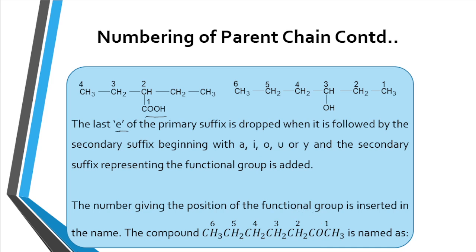Okay, you can clearly see here. And here, as CO is on the second carbon, from right to left we write 2-one, and it must be included, and hence hexan-2-one is the name of this particular compound.